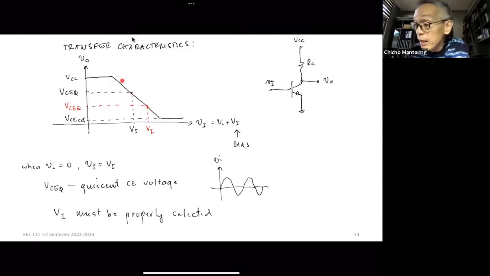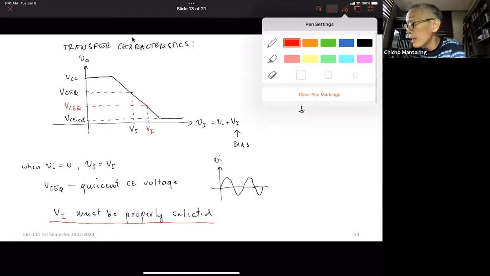Okay, hindi rin maganda kung nandito yung quiescent point ko, kasi pag nandito yung quiescent point ko, habang bumababa naman yung V's of I, mas madali akong aabot sa cutoff. Right? So there will be a limit to how much my V's of I can go down before I hit cutoff. What I would like is a quiescent point, so that as my V's of I changes, I can go down the most and I can go up the most. In other words, I can play this entire line. And that's why V's of I must be properly selected. And that is the process of what we call transistor biasing.